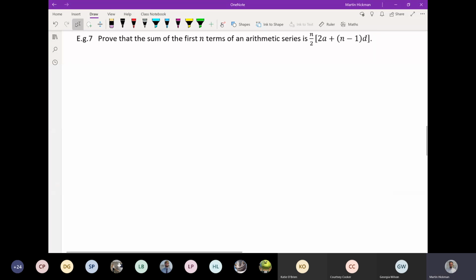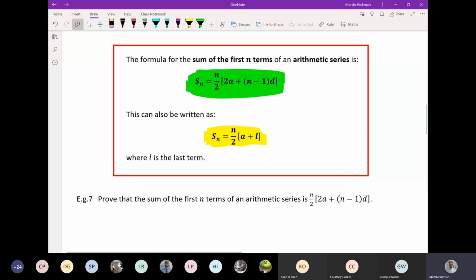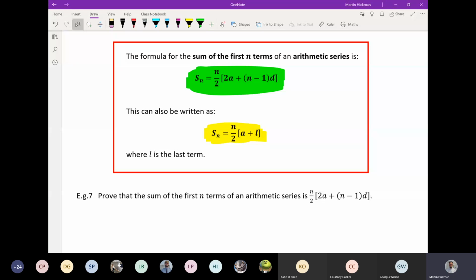So we're going to go through this proof. Oh, by the way, both of these are given in the formula book. Okay, so you get given these in the formula book, whereas you don't get given the one we did yesterday, un equals a plus n minus 1 times d. That one you need to know, but this is in the formula book.